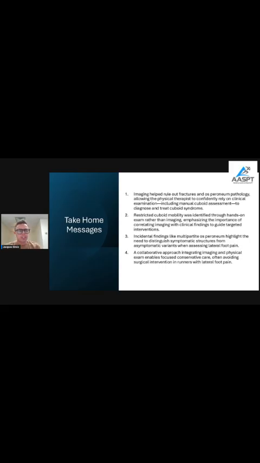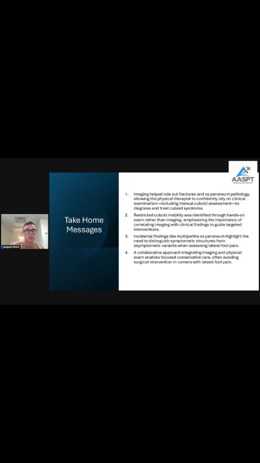So my take-home points for this case are that imaging helped to rule out fractures and os peroneum pathology, which allowed the PT to confidently rely on their clinical exam. We didn't have an indication for surgery, didn't have an indication for stress fracture. And so that really opened up the door to think that this was cuboid syndrome and attempt a cuboid whip to see if that would resolve their symptoms.